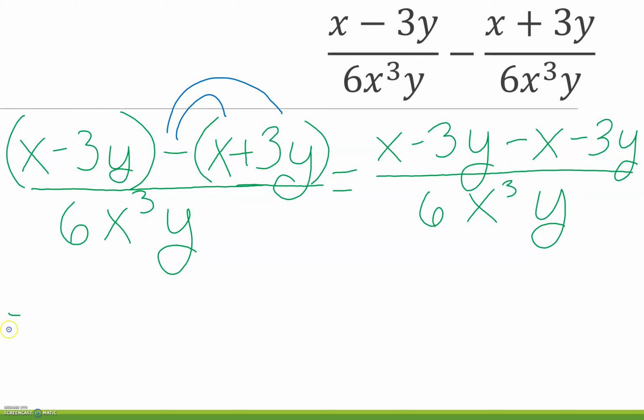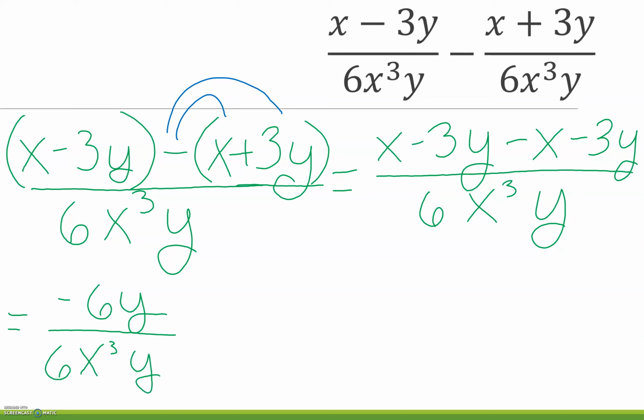So now we want to simplify that numerator and combine like terms. Well, x minus x is 0, so we don't have to write the x term down anymore. Negative 3y minus 3y is minus 6y. So my new numerator will be minus 6y, or simplified numerator. My denominator is still 6x cubed y.